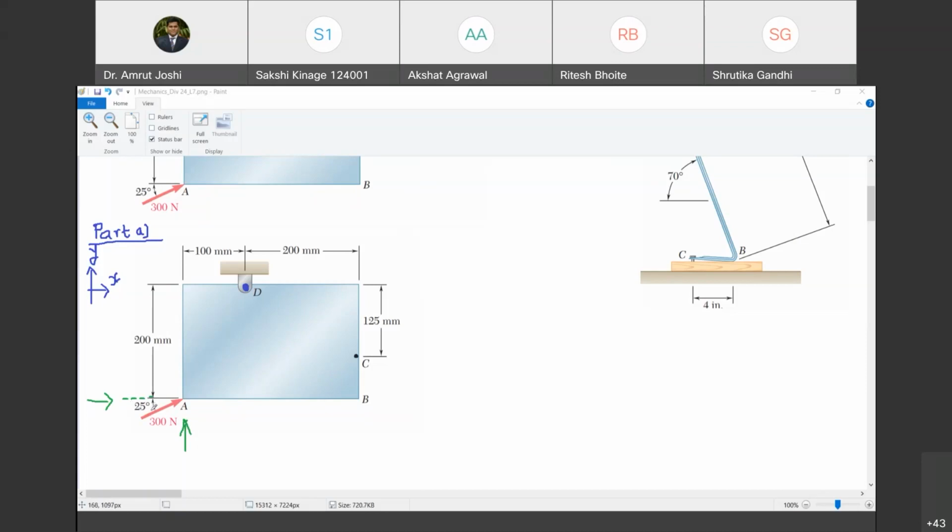Then the angle made by this 300 Newton force with reference to the x-axis is 25 degrees. So can we write down both the components of this 300 Newton force? What is the x component? Will it be 300 cos 25 or 300 sin 25? Tell me. Cos. Yes, because the component adjacent to theta is cos theta. That is our understanding. So we have proven geometrically that it is 300 cos 25. Do you agree with me?